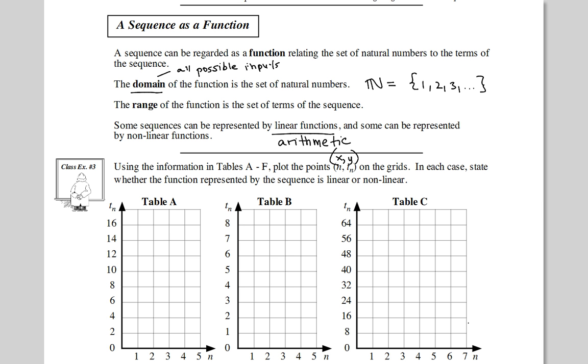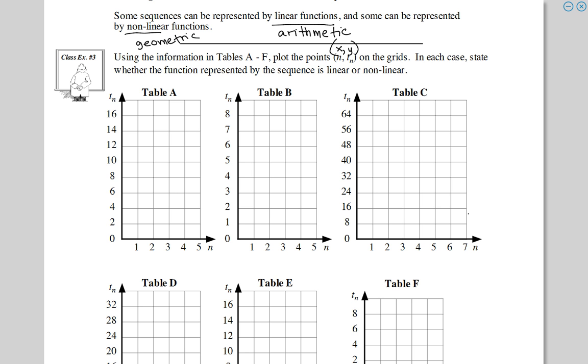And then geometric will be nonlinear. Those are the ones that are smooth curves. That's your geometric. Okay, and then we don't connect the lines because there's no half terms and stuff. So we keep them disconnected. They call that discrete. In other words, points not connected.